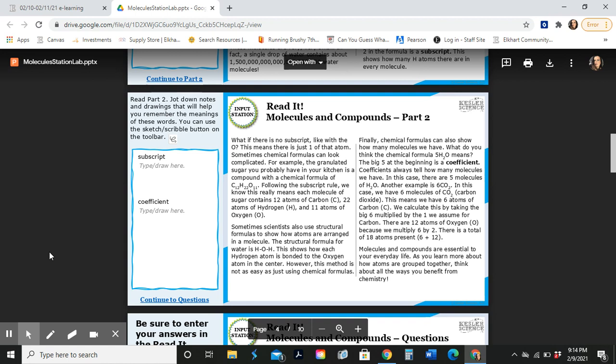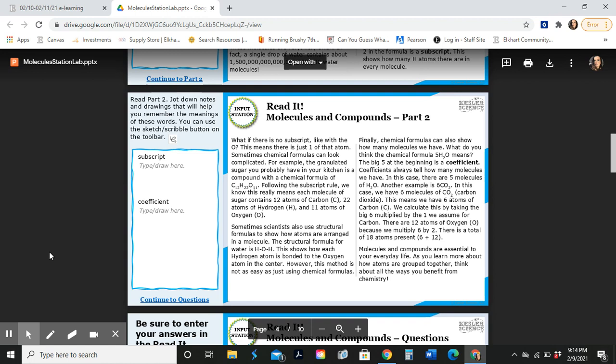Finally, chemical formulas can also show how many molecules we have. What do you think the chemical formula 5H2O means? The big 5 is called a coefficient. Coefficients always tell how many molecules we have. In this case, there are 5 molecules of H2O.